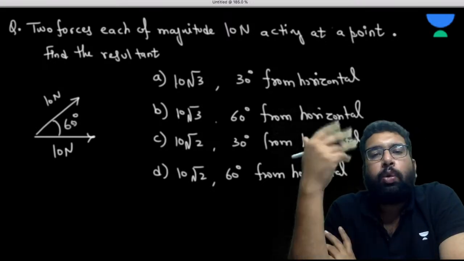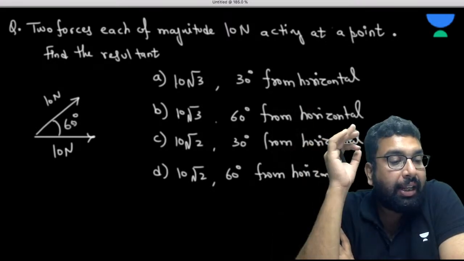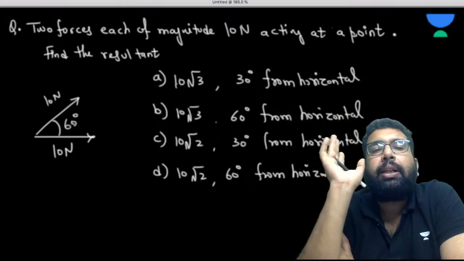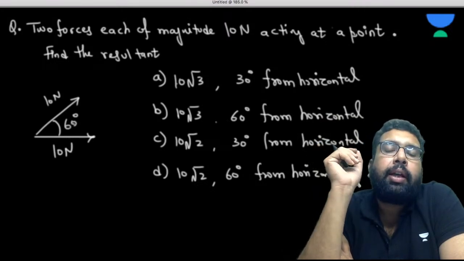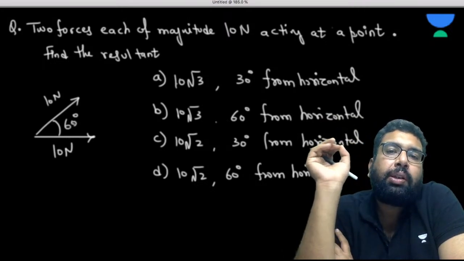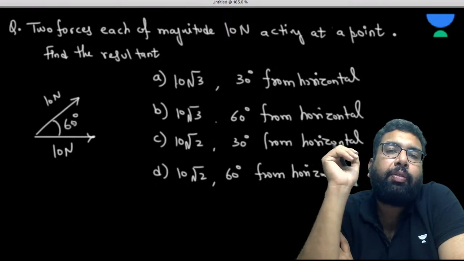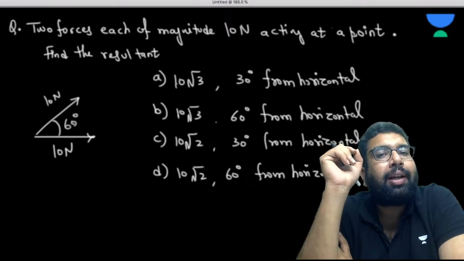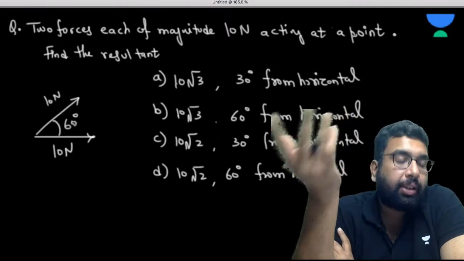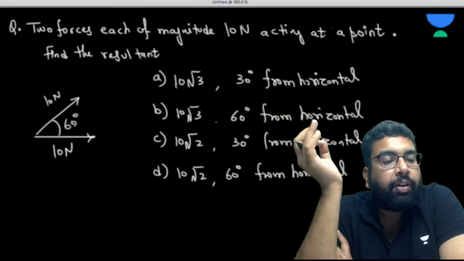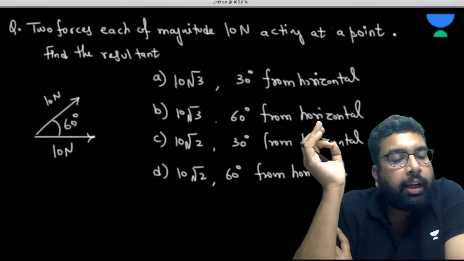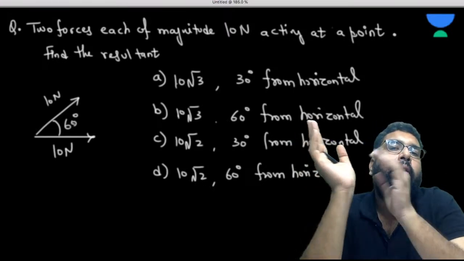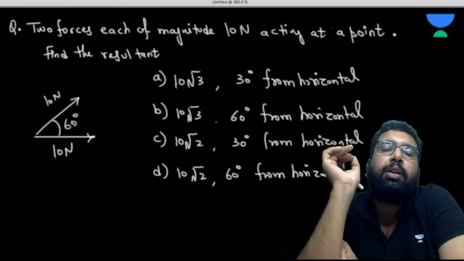Now see, we can go by the formula also. But in the examination, if we can save 30-40 seconds in a question, that is a big thing. Please understand how we must do it in the exam hall. Two forces each of magnitude 10 Newton act at a point, and we need to find the resultant. Whenever two vectors are of equal magnitude and there is some angle between them, their resultant is exactly in between these two vectors.